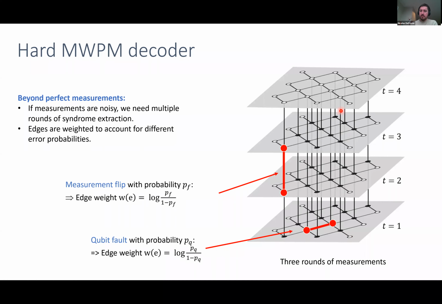In this, we now have a 3D graph with horizontal layers representing qubit errors and vertical edges representing measurement flips. And the second thing is that edges will have different weights that correspond to the error probabilities. We will have an error probability on the vertical edge that corresponds to the probability PF, so it's about log of PF. And on horizontal edges, if we have a qubit with an error rate PQ, we will have log of PQ.